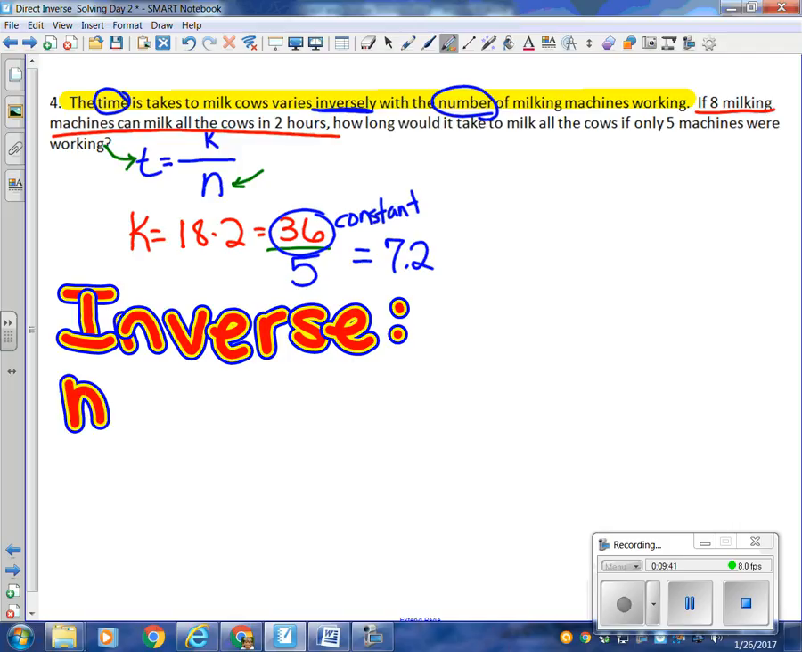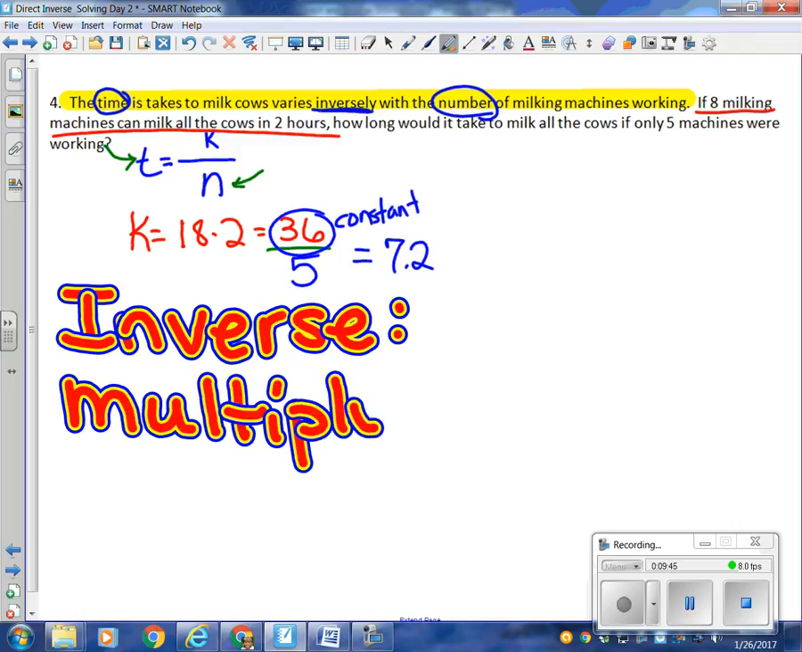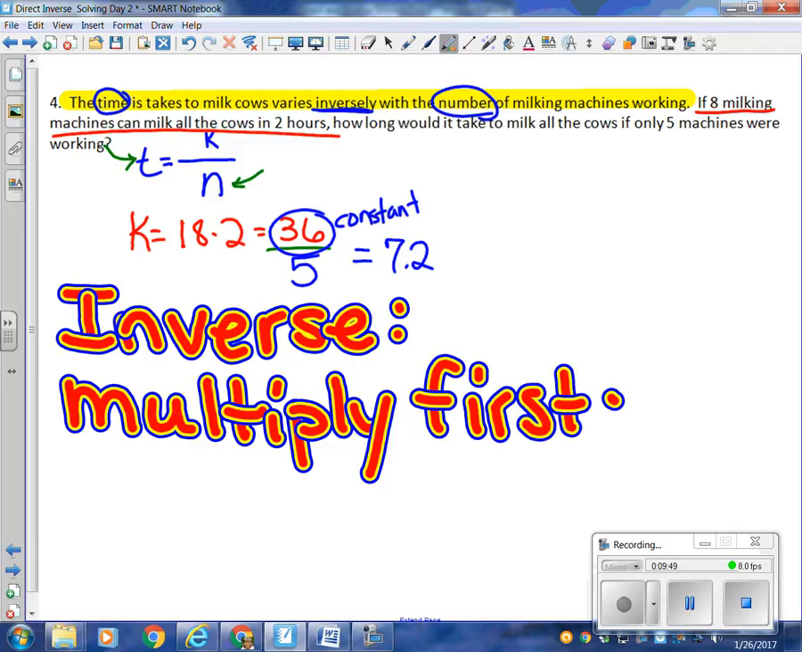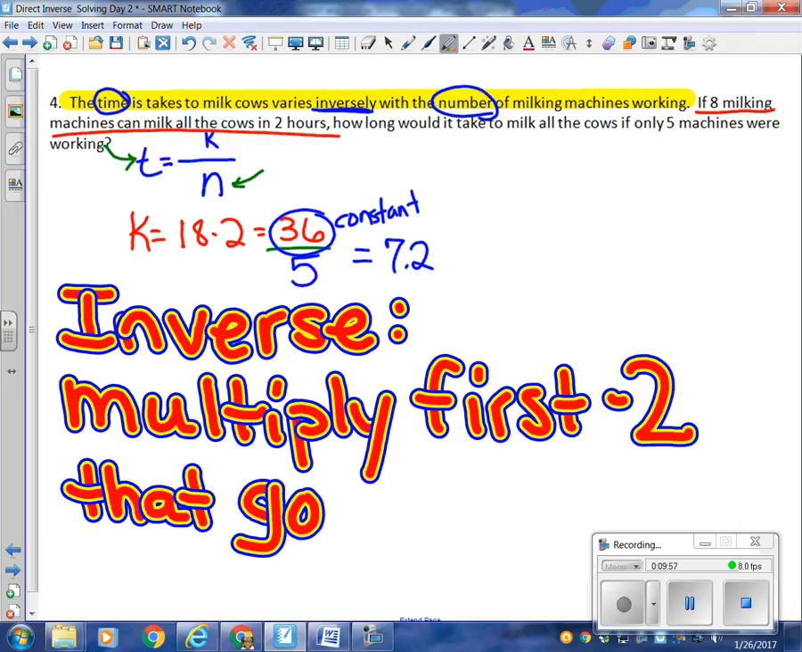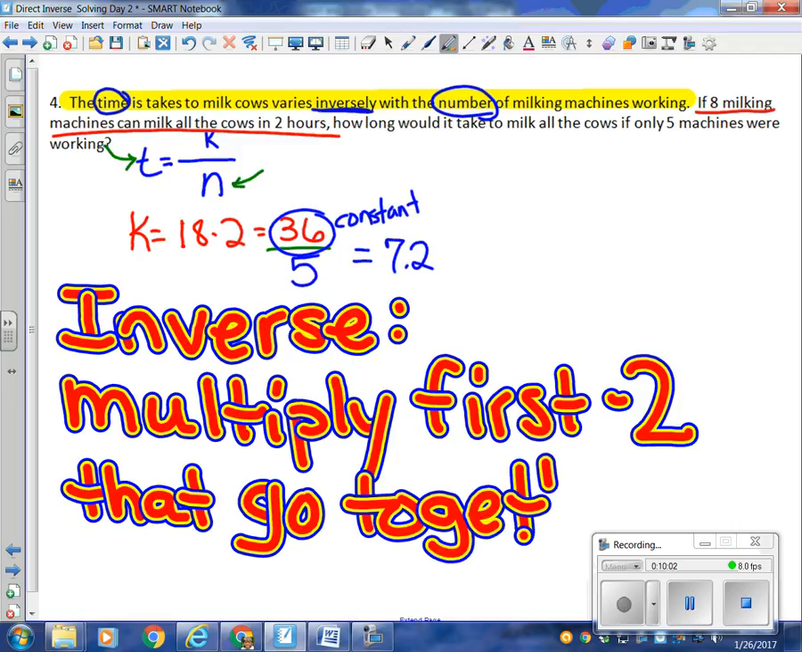Pretty much, you multiply first. Okay, if you can just memorize this, it always works. And when I say multiply first, you're going to have to multiply the two numbers that go together. So multiply first the two that go together. In this problem here, it said it took 8 milking machines 2 hours. So the 8 and the 2 went together, so I multiplied those first and I got 36.